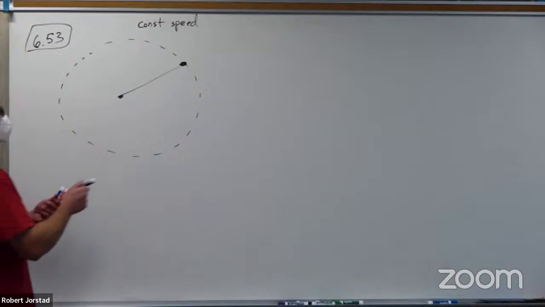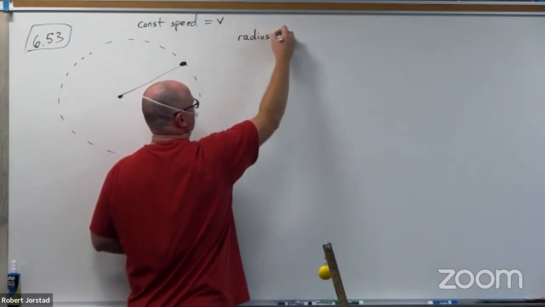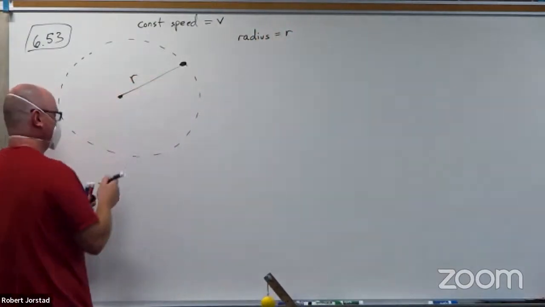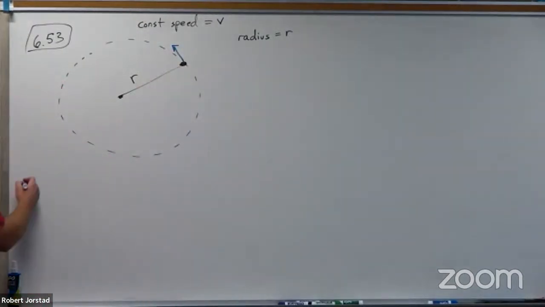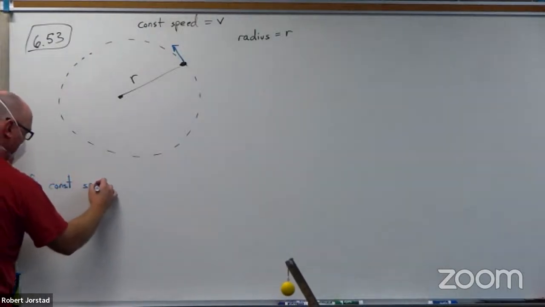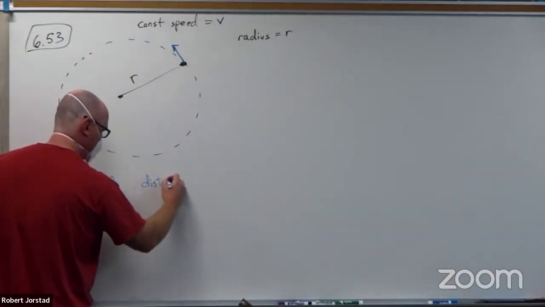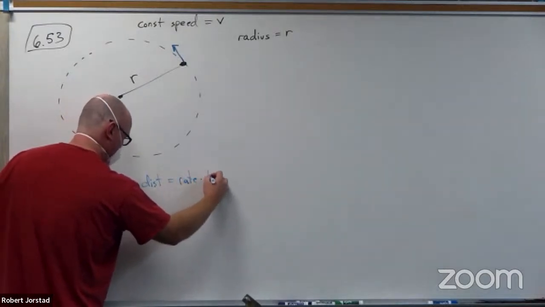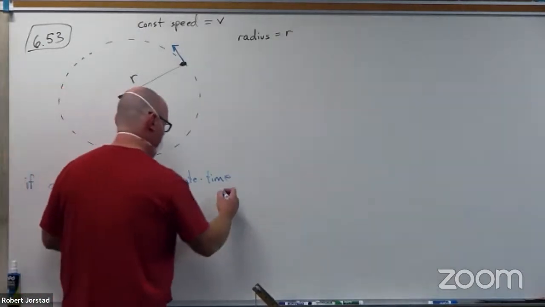So we're going to assume constant speed V, radius equals R. And here's something that we know. If constant speed, distance equals rate times time. What's the distance all the way around the circle? That's the time all the way around.